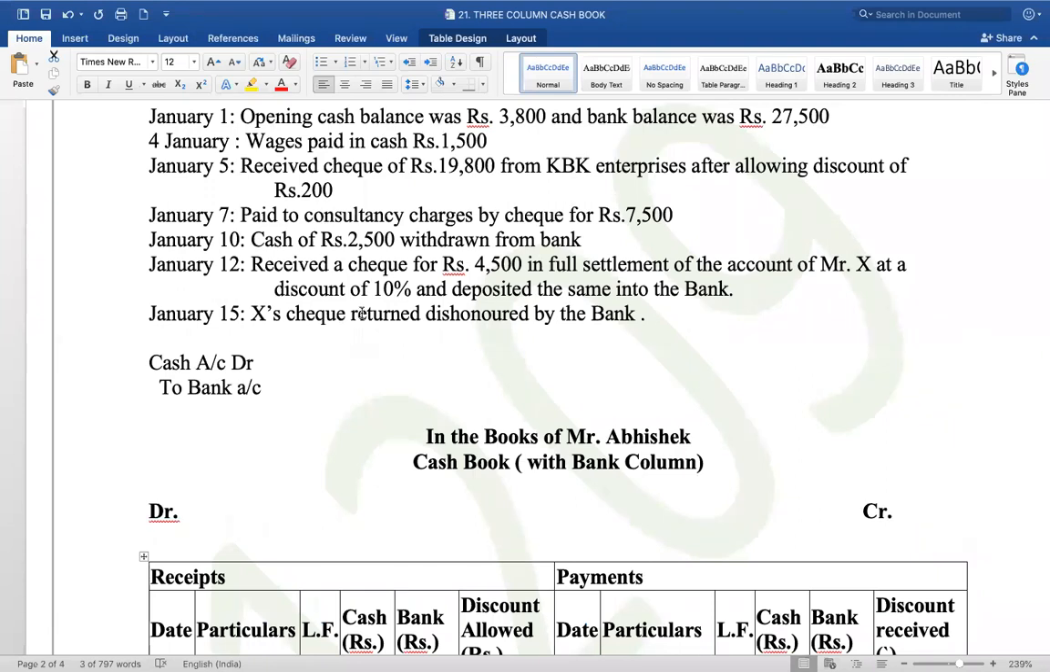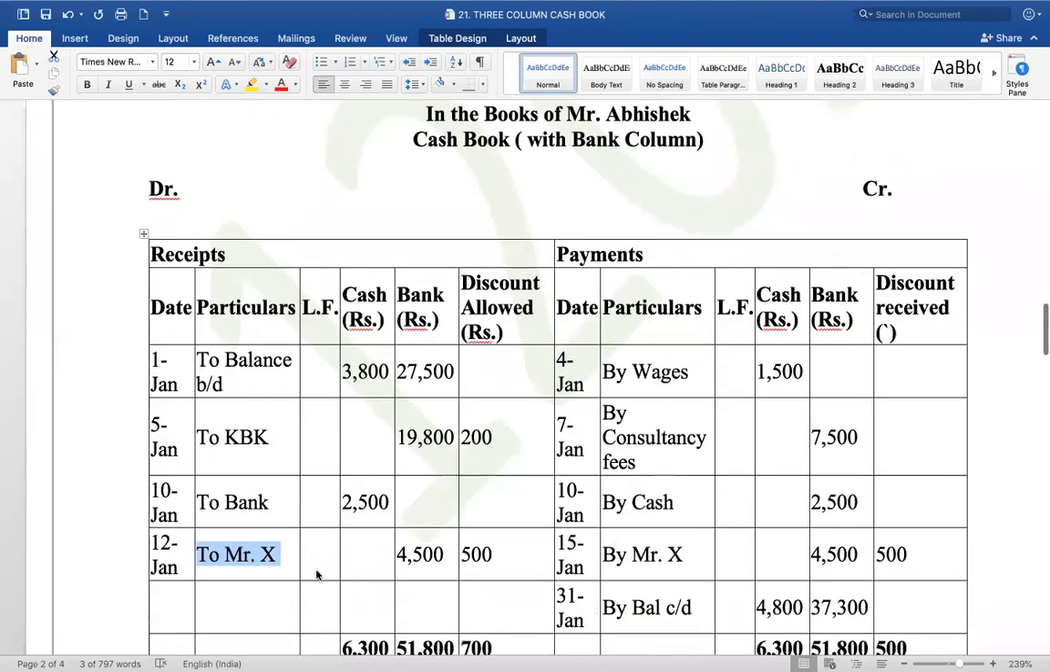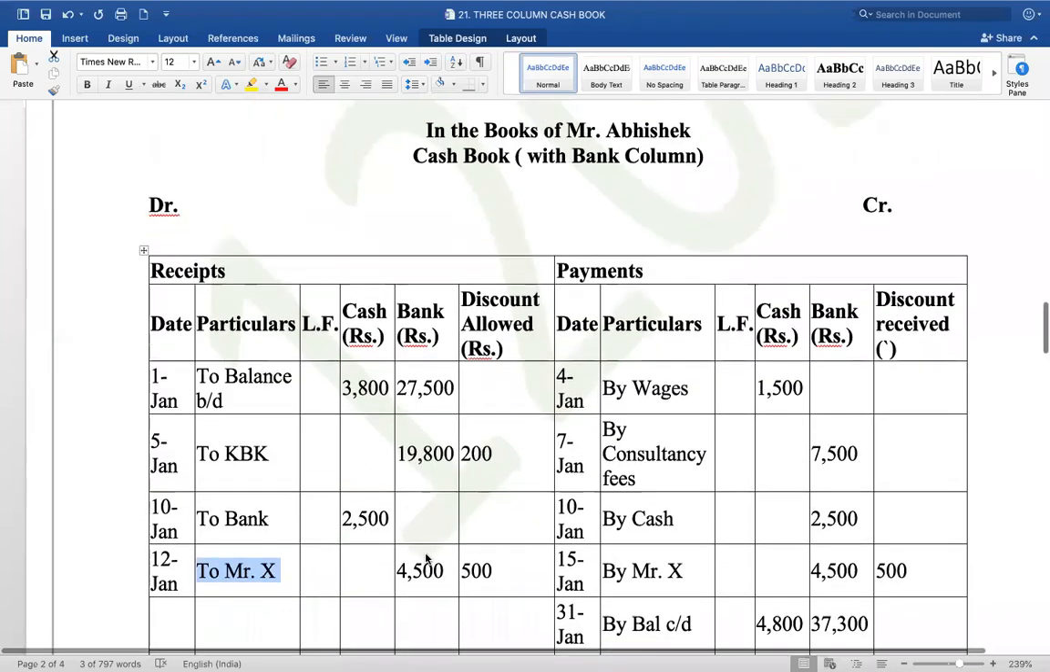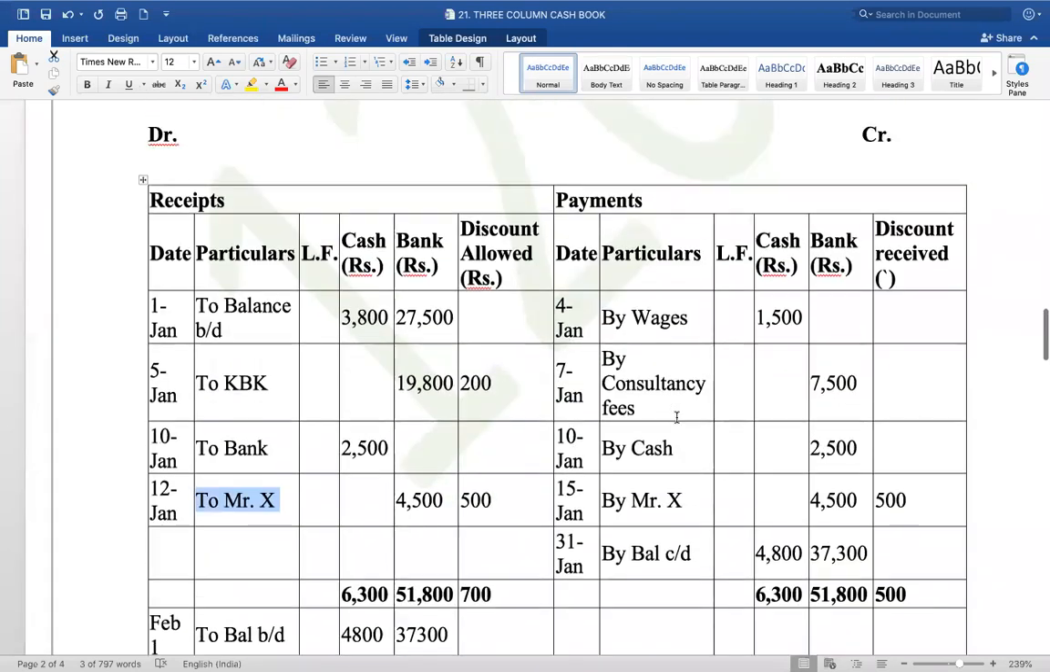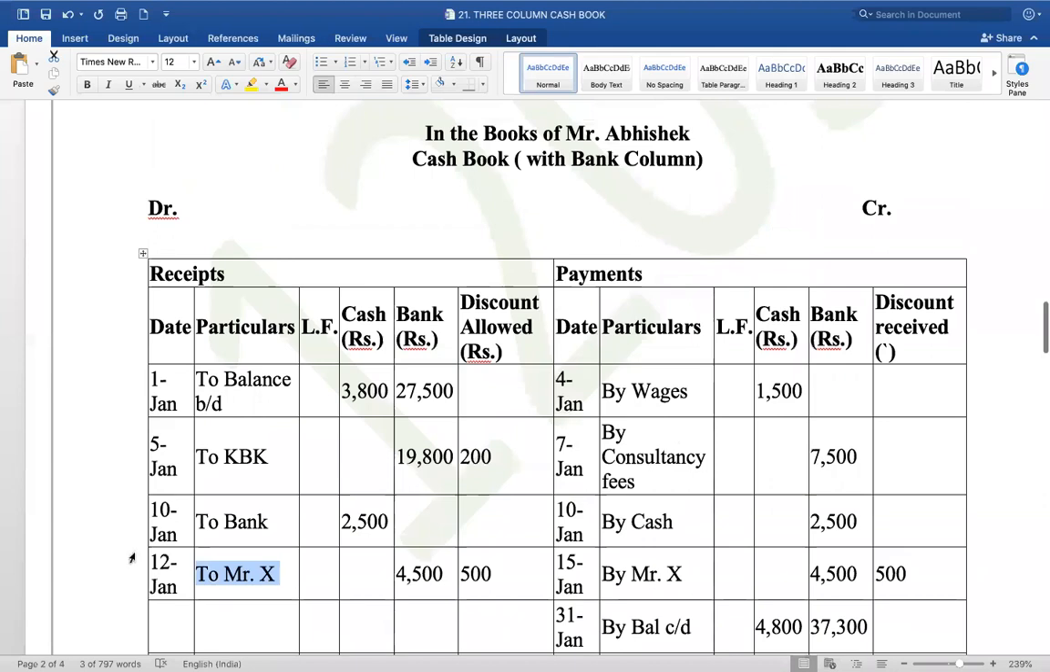X gave the check, but there is no money in the account. What do we do? We have to return it, the same check. At the time of receiving the check, we debited. When it is to be sent back, what shall we write? Mr. X account debit to cash account. You will simply reverse it. When the check is dishonored and sent back, X account debit to cash.